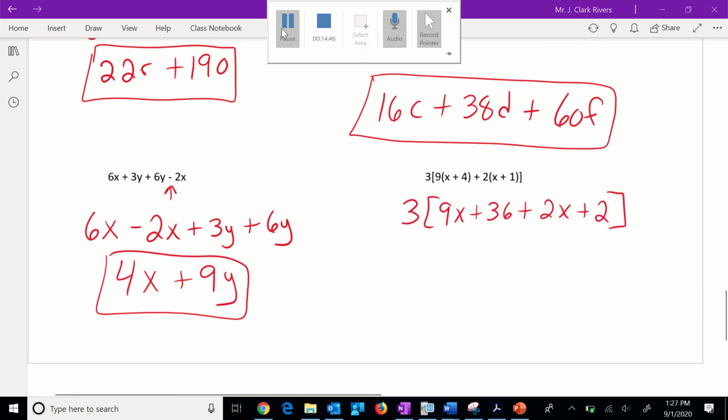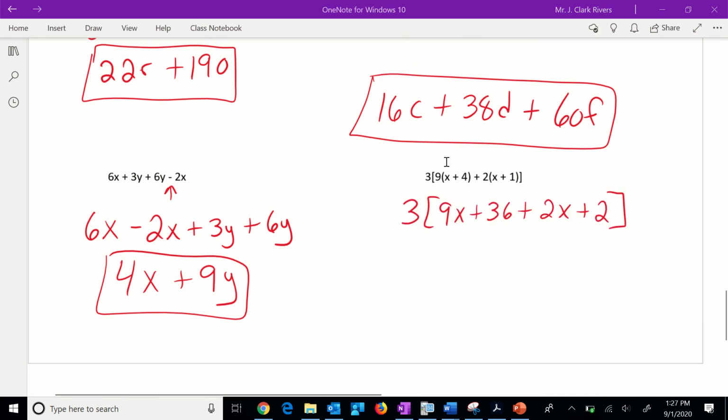Okay, I've been telling you to distribute first. So again, work inside out. So I distribute the 9. 9 times x is 9x. 9 multiplied by 4 is 36. 2 multiplied by x is 2x. 2 multiplied by 1 is 2. Now we have an option. We can either combine like terms inside the brackets, or we can distribute the 3 into every term. I'm going to combine like terms. So the 3 stays out front. 9x plus 2x is 11x. 36 plus 2 is 38.